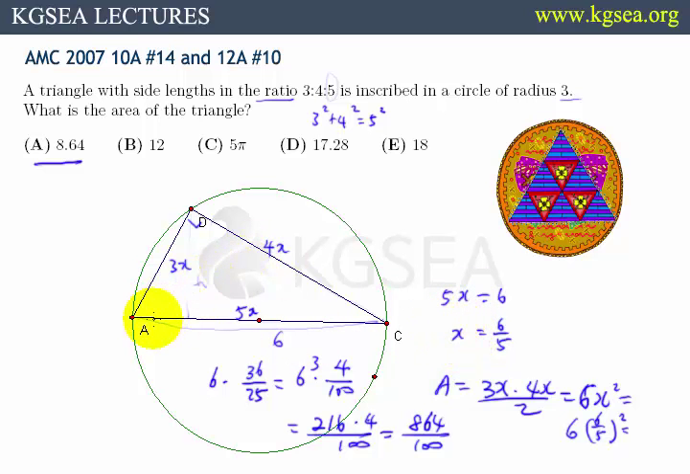But then again, for area, don't go for the base times height this way. You don't know the height. You've got to use the legs as base times height. Then again, that was possible because it was a right triangle. And how did you know? Because you knew the 3, 4, 5 ratio.